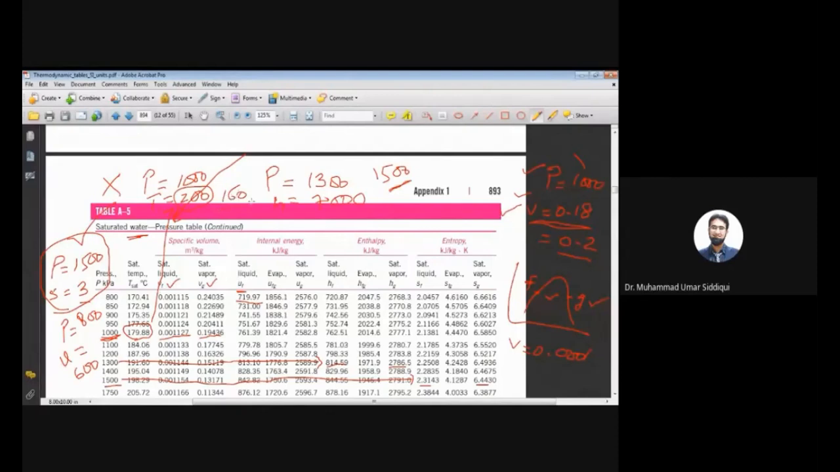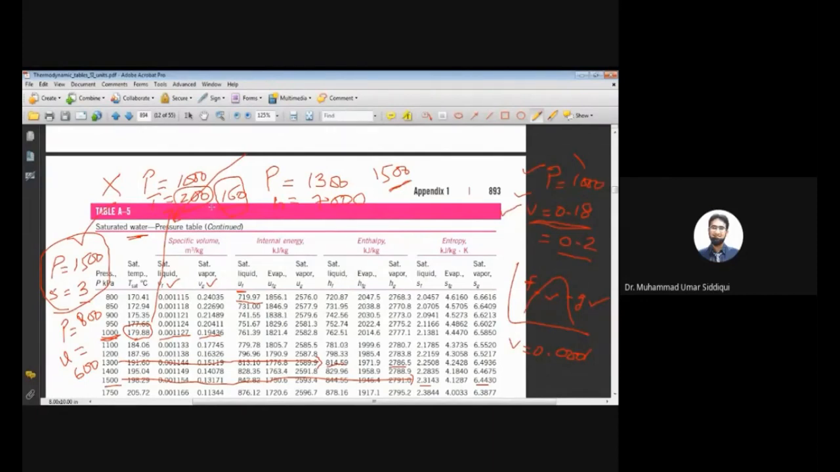Okay, so again we are in the wrong table, because at 1000 the saturation temperature is 179.88 and our temperature is 160. That means we are in the wrong table and it should be the compressed liquid state. Yes, sir. You get it? So if you know the pressure, you can find out the temperature.